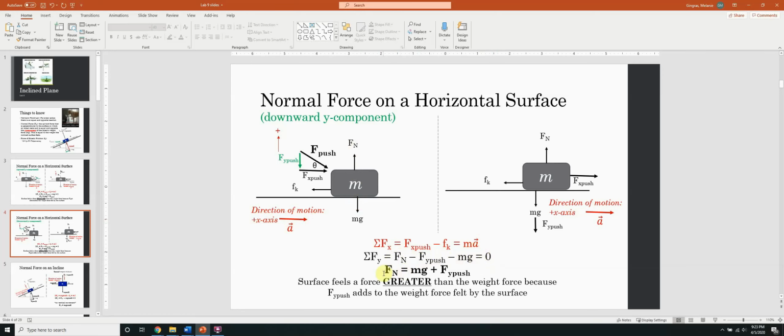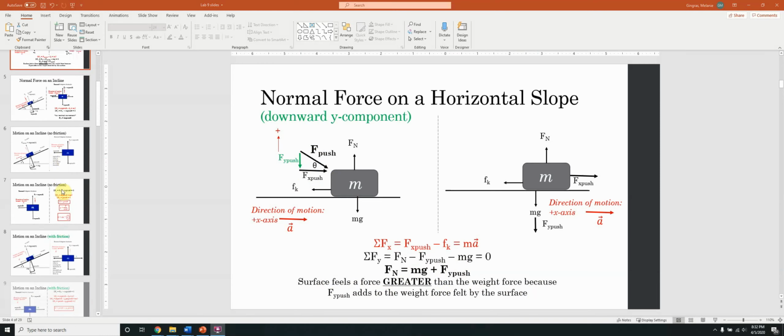So we can rearrange this equation and we can solve for the normal force, right? And we get that the normal force in this case is mg plus Fy push, right? And this makes logical sense. The surface should feel a force that's greater than the weight force because Fy push is adding to the weight that the surface is feeling, right? We're pushing down on it. So this surface is feeling more than mg. It's feeling mg plus Fy push, right? And that's exactly what we see.